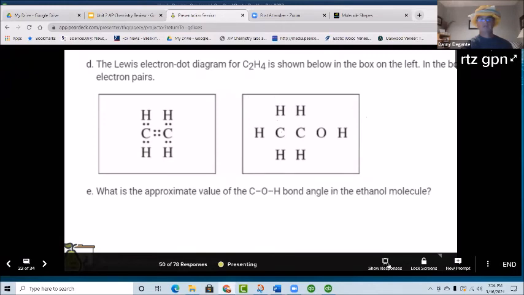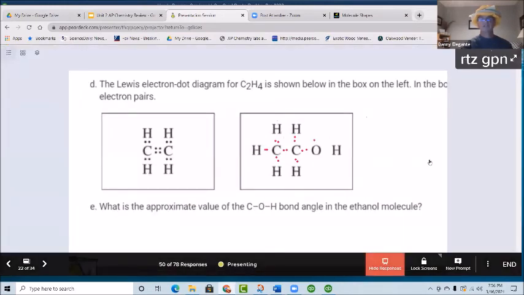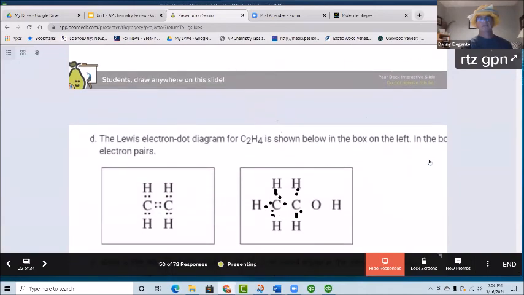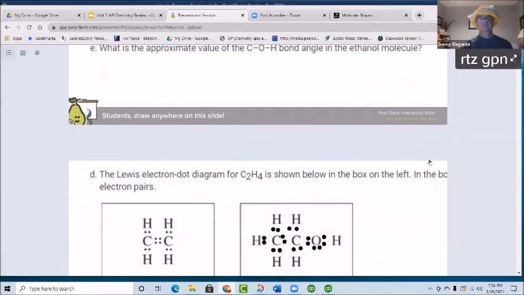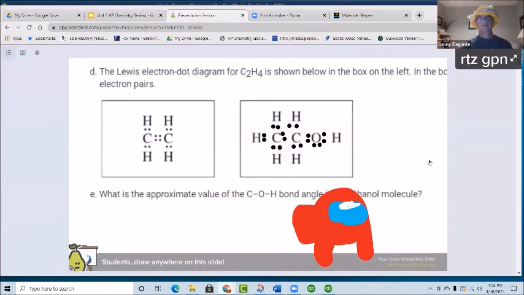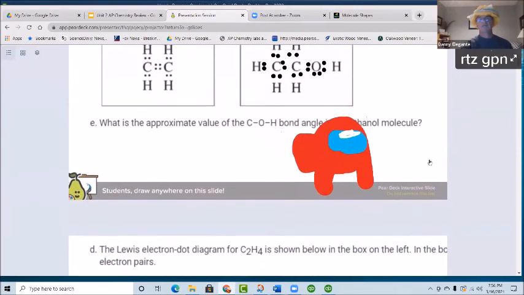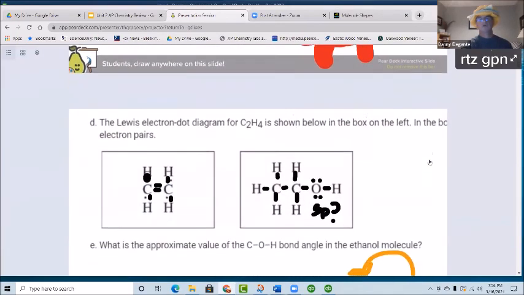Let me look at a couple of responses, and I'm probably just going to teach y'all based on those responses. See if anybody's got it so far. And the dots can be either a bond or the dots can be like a lone pair.